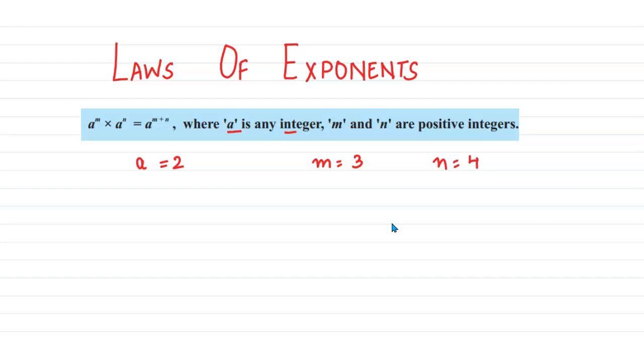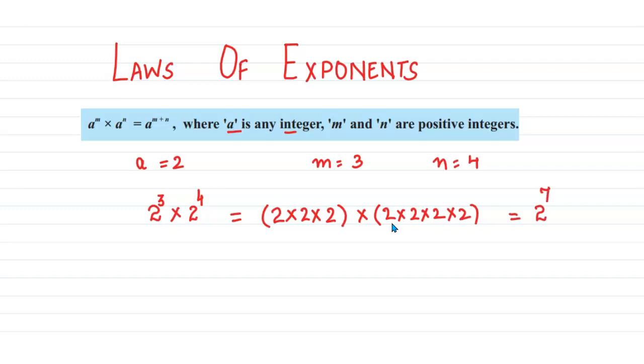So our statement becomes 2 raised to power 3 multiplied by 2 raised to power 4. So now if you open up both the exponents, first you will get 3 copies of 2, and second, you will get 4 copies of 2. So together we have 7 copies of 2. So can we write it as 2 raised to power 7? And we know this is same as 2 raised to power 3 plus 4.